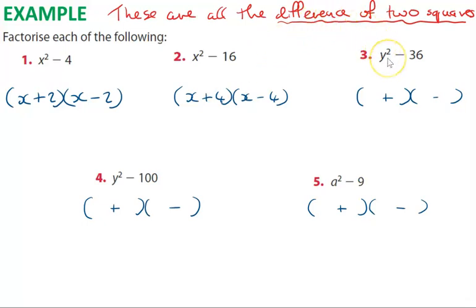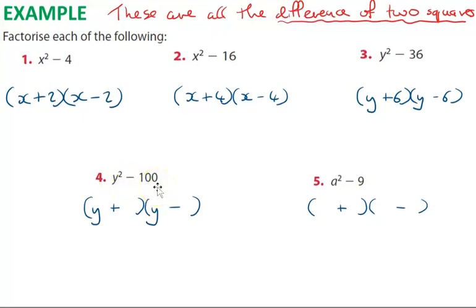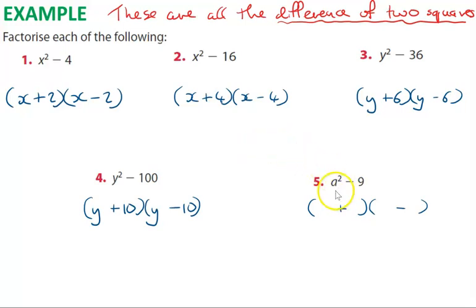Then the next one, the square root of y squared is y, so y goes in the front of both brackets, and the square root of 36 is 6, so 6 goes in the back of both brackets. The next one, the square root of y squared is y, so y goes in the front of both brackets, and the square root of 100 is 10, so 10 goes in the back of both brackets. And then the last one, the square root of a squared is a, so a goes in the front of both brackets, and the square root of 9 is 3, so 3 goes in the back of both brackets.